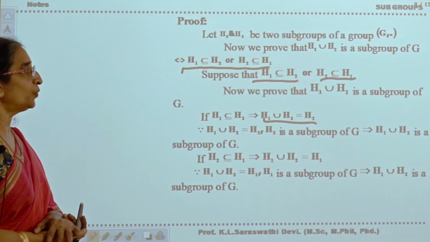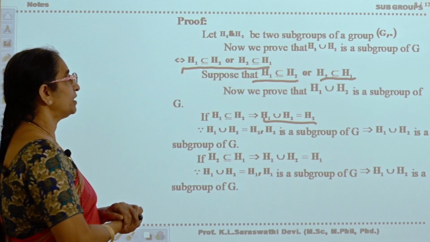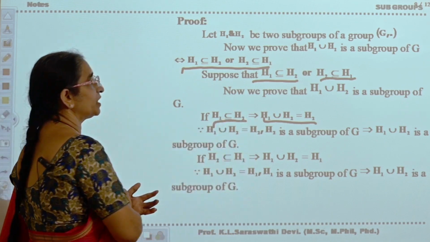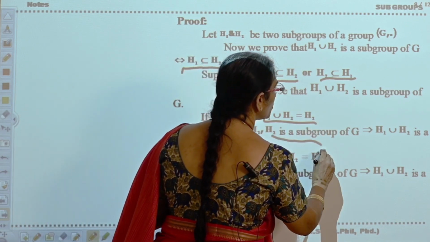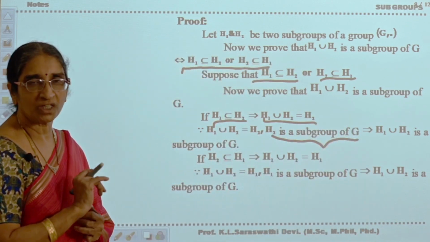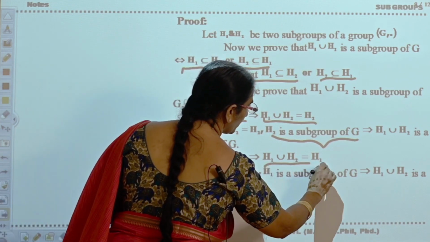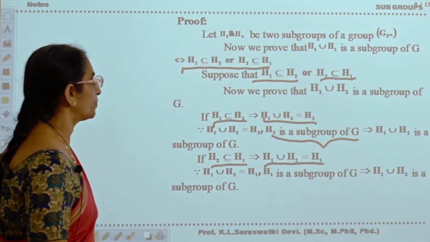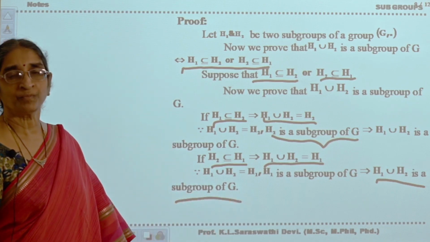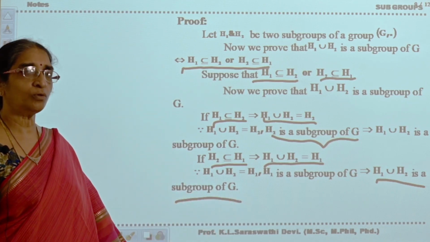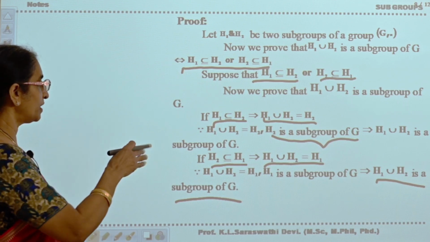Now what you have to prove? H1 union H2 is a subgroup of G. For that you have taken H1 is a proper subset of H2. Then their union will be equal to H2. But what is H2? H2 is a subgroup of G. Therefore their union is also a subgroup. Similarly, H2 is a subset of H1, so the union will be equal to H1. H1 is a subgroup. Therefore, H1 union H2 is a subgroup. So, what are you able to say? If H1 is contained in H2 or H2 is contained in H1, H1 union H2 is a subgroup.